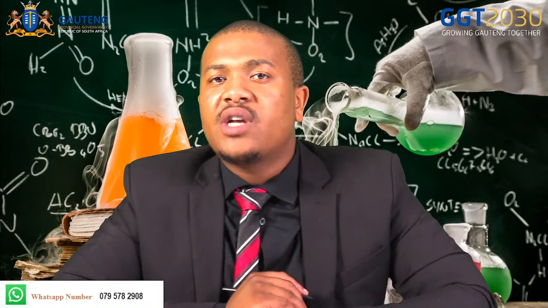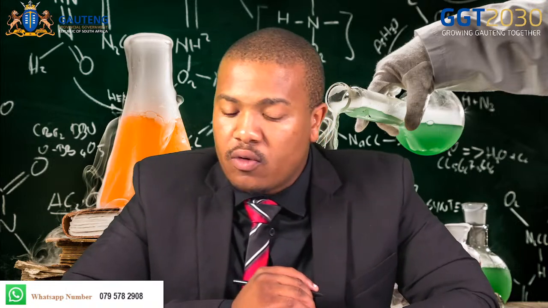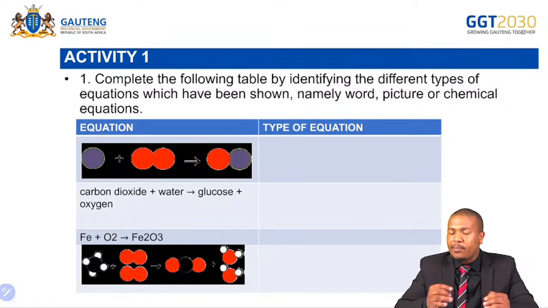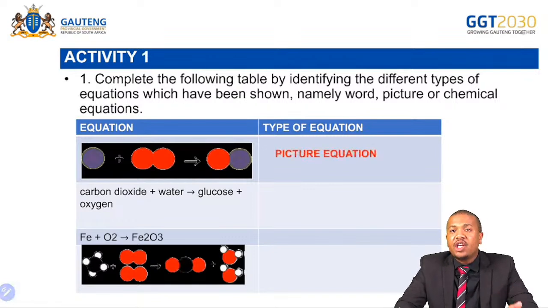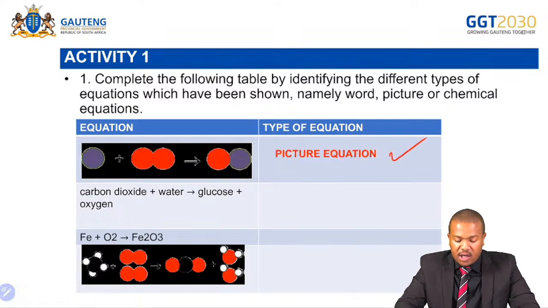So now we're marking activity 1. Complete the following table by identifying the different types of equations which have been shown, namely word, picture, or chemical equations. So now, what type of equation is this? The first one is a picture equation.